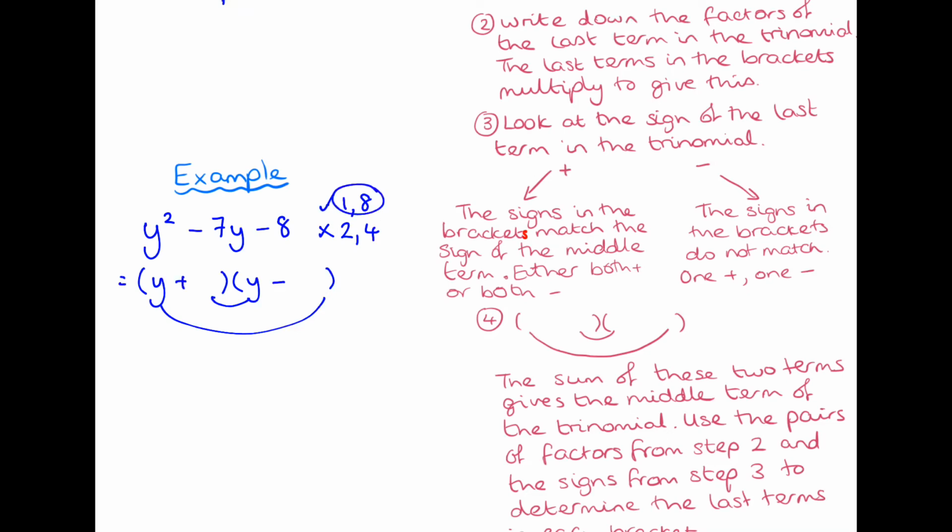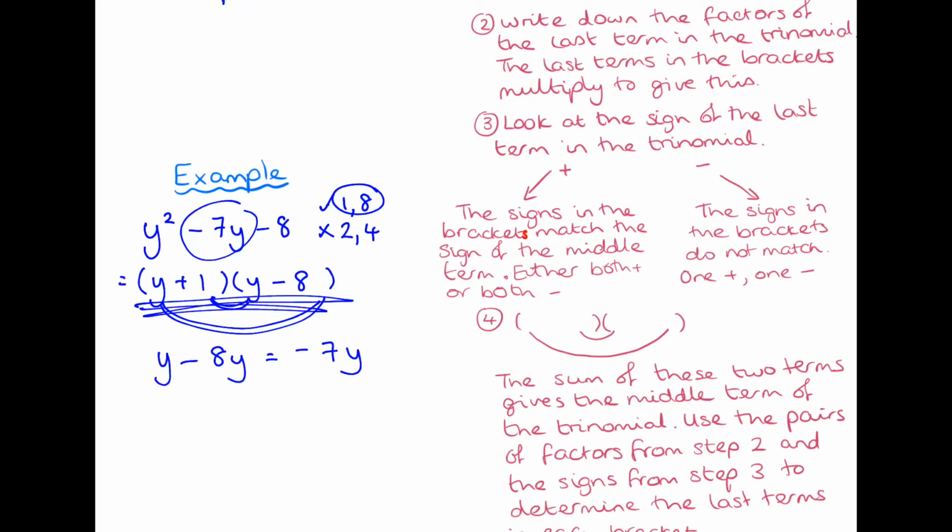So it must be the 1 and 8 factor, and we've got 2 different signs. We need our answer to be negative, so that means that the bigger number has to go with the negative sign. So the 8 would go there and the 1 would go there. So let's just check these. We've got positive y and then negative 8y, and y minus 8y is negative 7y. And that's what we wanted in the middle. So that is our correct answer.